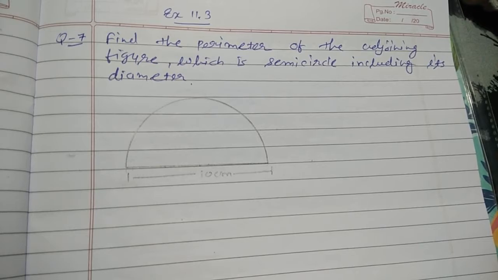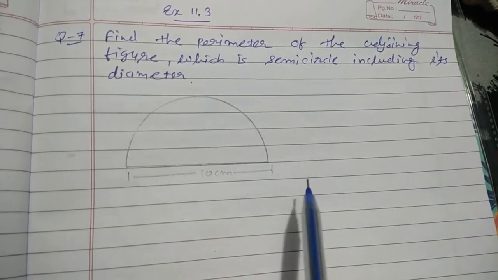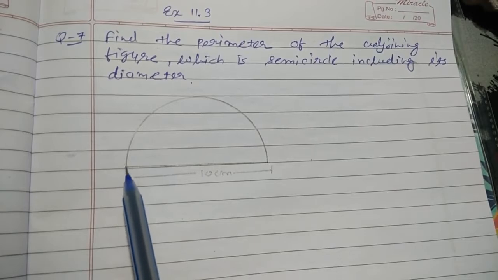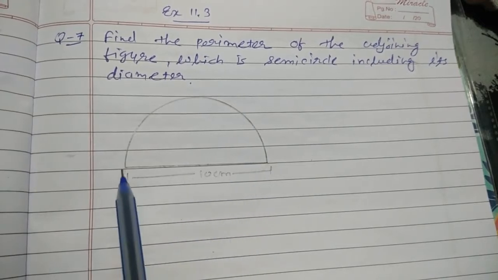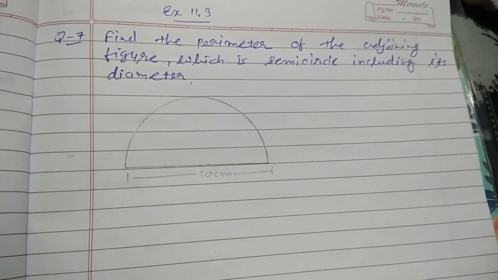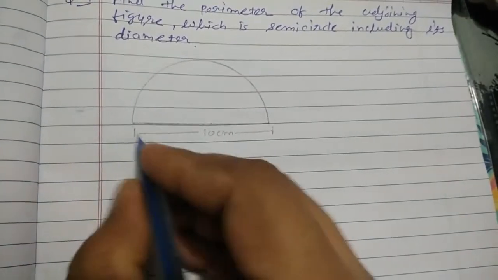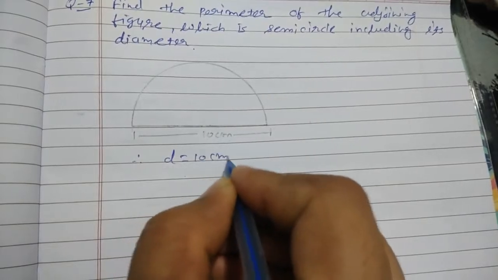Here we can see that this is a figure of a semicircle. The diameter is given, that is 10 centimeter, and we have to find the perimeter of this figure. That means the length of this figure from this point through this diameter up to this point, that is the perimeter of this semicircle, we have to find. So here the diameter is given, that is 10 centimeter.